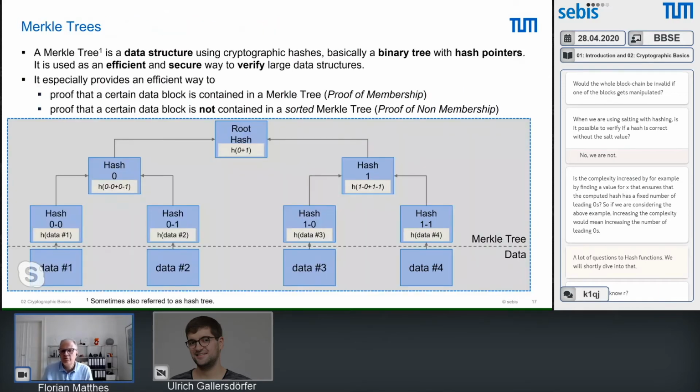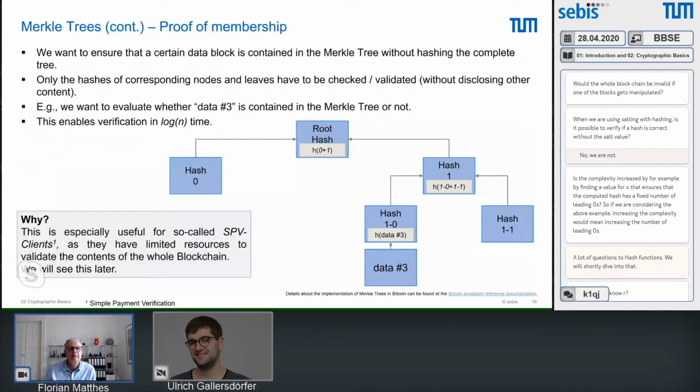So now, how does this membership work? If you want to make sure that a certain block is contained in a Merkle tree without hashing the complete tree, we look only at, for example, whether data 3 is contained in a Merkle tree or not. Therefore, we would compute the hash value of 3, then compute the hash values for the higher levels, combine them, and walk up the tree. The height of the tree would be log of n, so we would need log n steps to validate whether this data value is contained in this data structure.